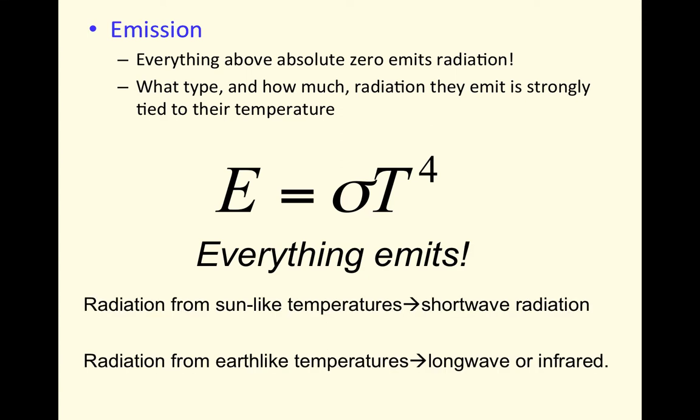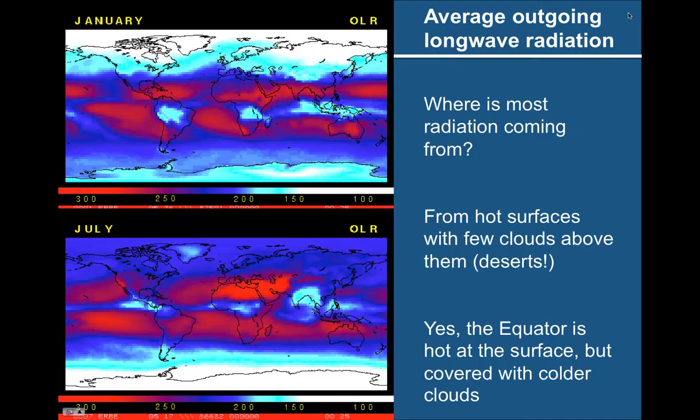Everything emits, and you can quantify the emission based on their temperature. Radiation from things with sunlight temperatures tend to have shortwave radiation as their maximum wavelength of emission, and that's defined by Wien's law. Radiation from things with Earth-like temperatures, pretty much everything in our climate system, emits infrared radiation based on its temperature. These 2 charts are looking at outgoing long-wave radiation from the Earth's system.